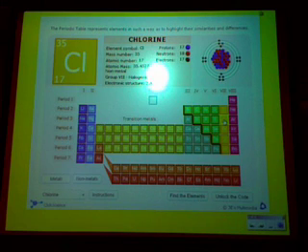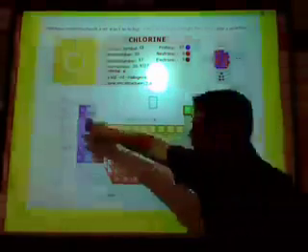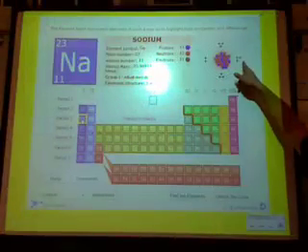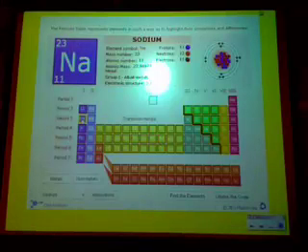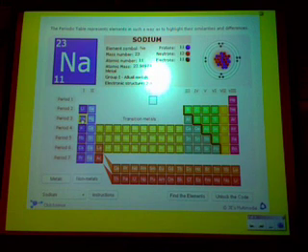Well, combine is kind of along the right track. What am I going to do? What's going to happen if I take away one electron from that? How many will it then have in its valence shell? Because remember, the valence shell is the outermost shell with electrons in it.